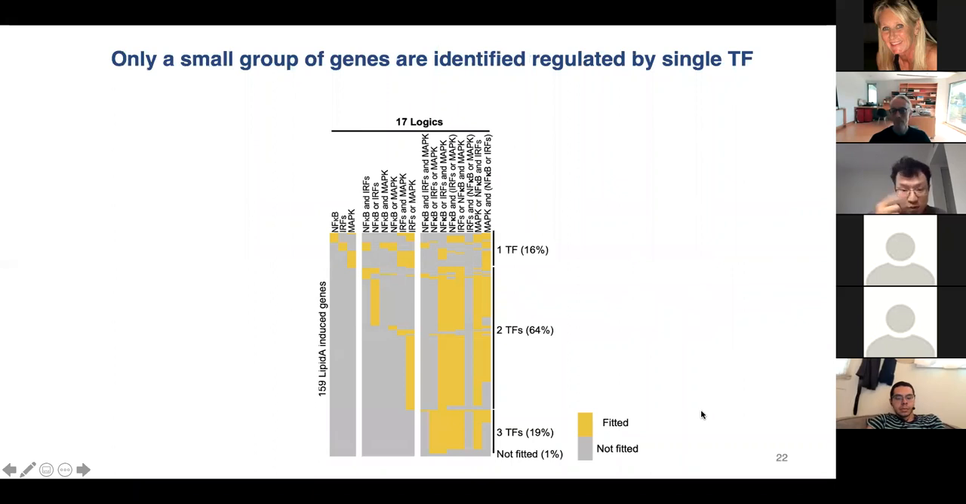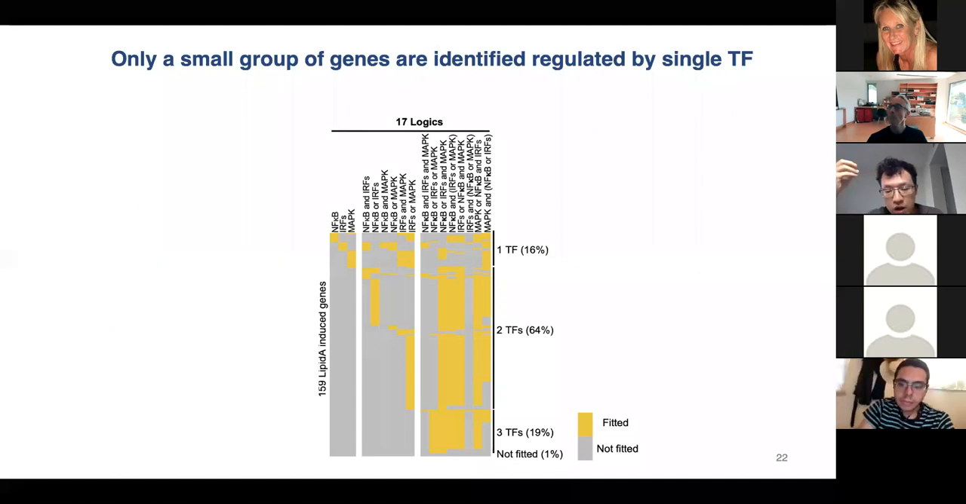With this workflow, we have seen that a very small group of genes are identified as regulated by single TFs. Actually, the majority of them are regulated by two TFs and three TFs. I think this is really shocking compared to what people previously thought. But I think it also makes sense, as if you have redundancy and you don't have ligand stimulation, maybe it's hard to identify all those compensated regulations for those immune response genes.